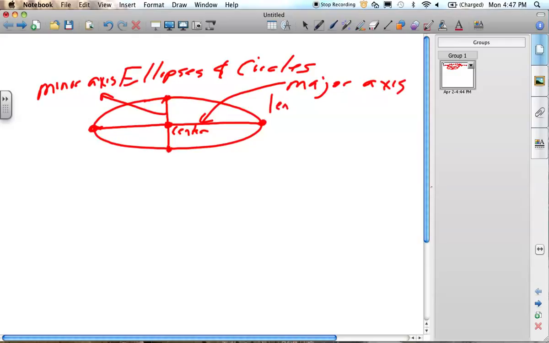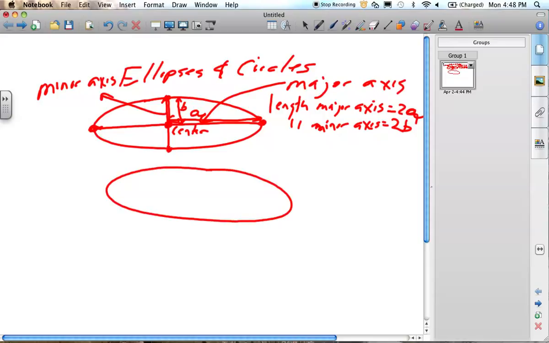Okay, the length of the major axis is 2a. In other words, the distance from the center here out to this vertex is a. And the length of the entire axis is 2a, because this is in the center. And b is the distance from the center to this vertex, so the length of the minor axis equals 2b. Okay.